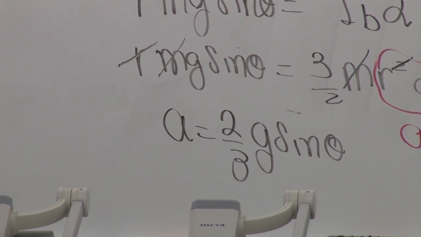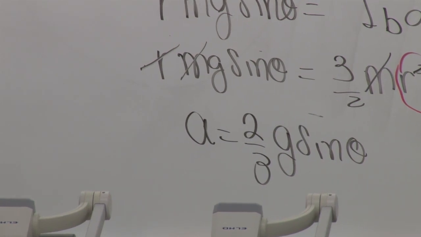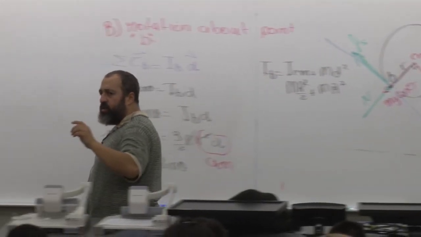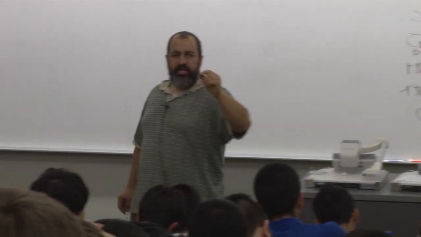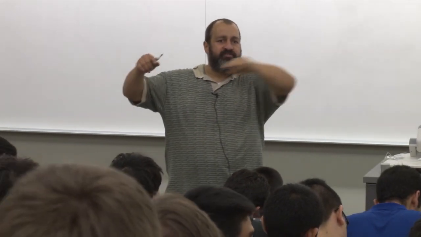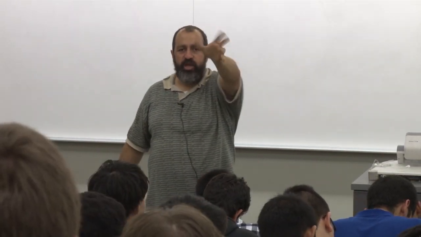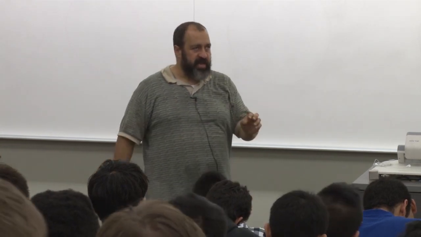Now, if you want the force of friction, you could go back and still use that equation here. That's fine, and conclude the same result. So whether you consider rolling to be a combo of translation and rotation about the center of mass, or rotation about the momentary pivot, it gives you the same result.